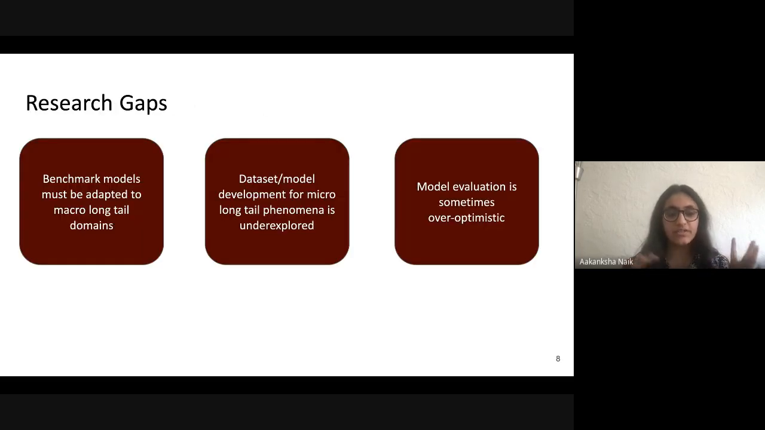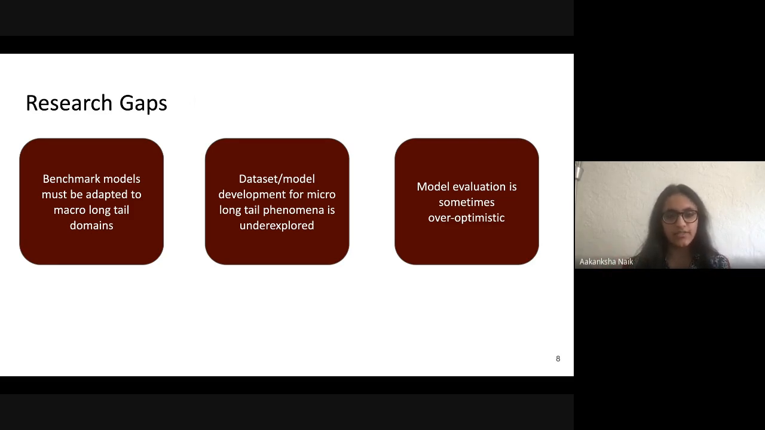So, what are the big research gaps that arise due to the existence of this long tail in natural language processing? The first one is that we must adapt benchmark based models to these long tail domains. And one big issue that arises here is that long tail domains are often domains in which we don't have a lot of data, especially annotated data. So, the adaptation that we do here must be done under data scarce settings.